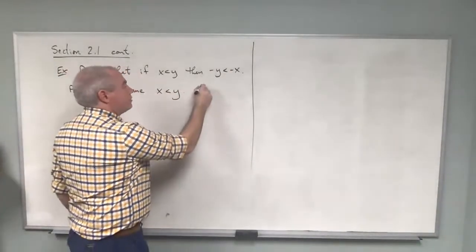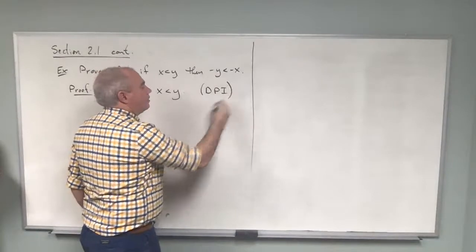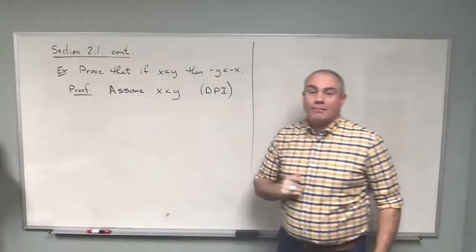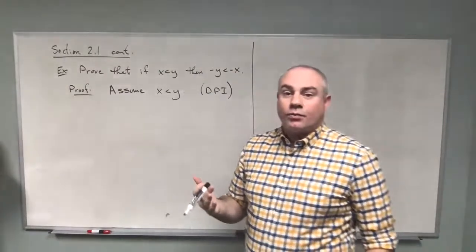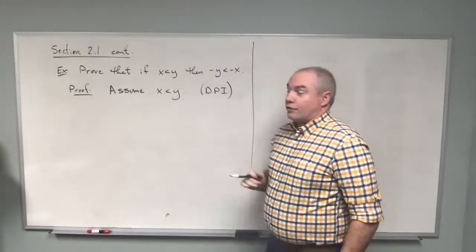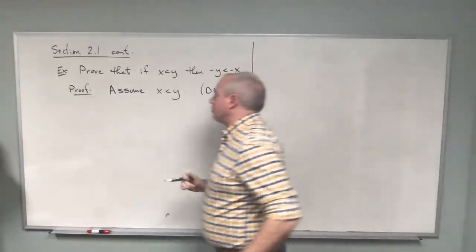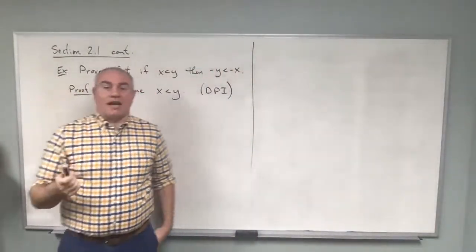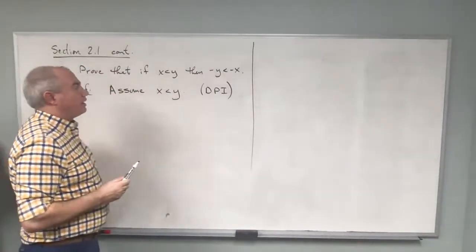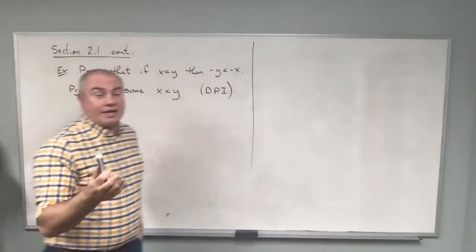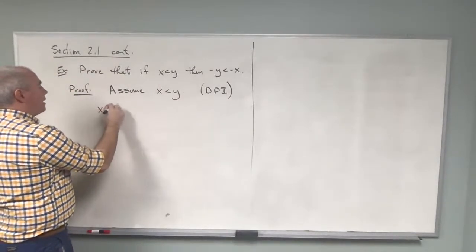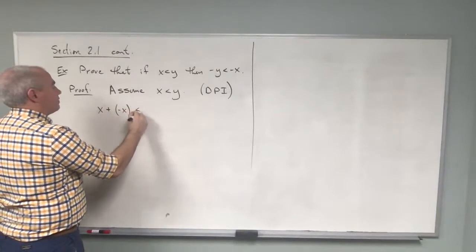So if you wanted to, you could write DPI right here, that we're using the direct proof of an implication. Typically, if I just go ahead and assume the hypothesis, then we just jump into it, and we don't necessarily have to write DPI. Okay, so now what am I going to do? Well, one of my axioms, in fact, this is axiom A3, tells me that I can add something to both sides of an inequality no matter what it is. So I can add something to both sides. So what I want to add to both sides is, how about I'll add negative X to both sides of this inequality.